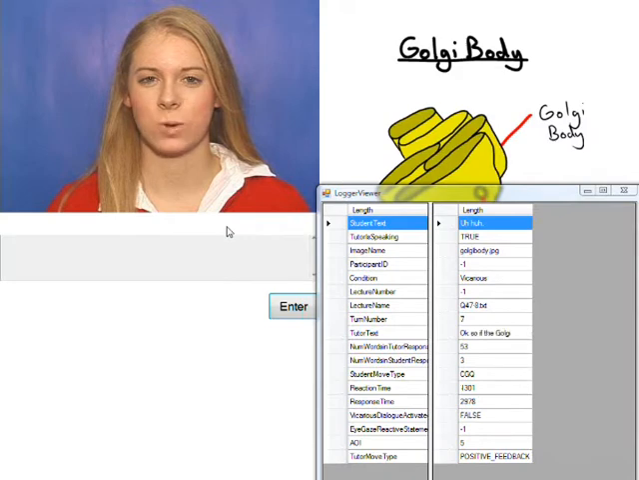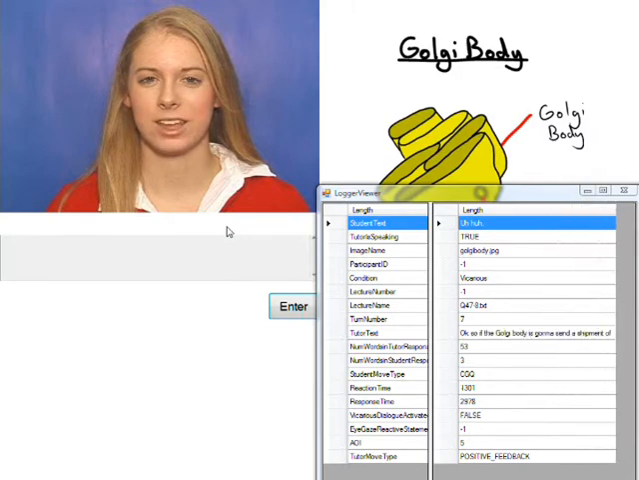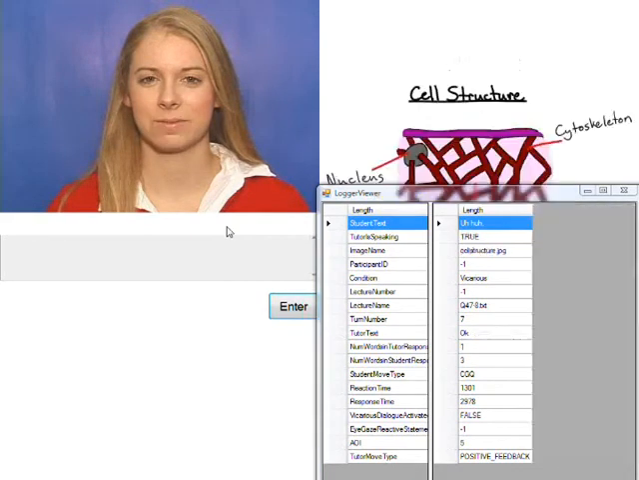Okay, so if the Golgi body is gonna send a shipment of digestive enzymes to your stomach, there's a piece of cytoskeleton that leads right up to the end of the cell, and the vesicle will travel right on that cytoskeleton until it gets to the cell membrane where it can be released. Okay?